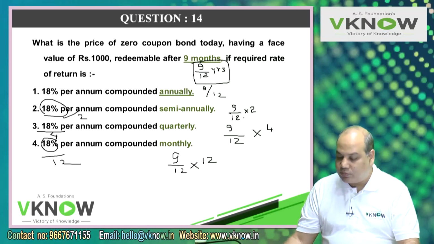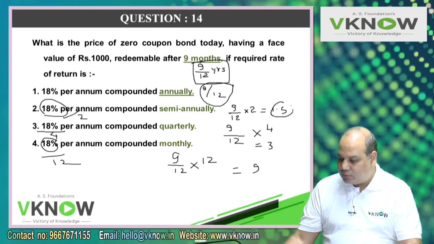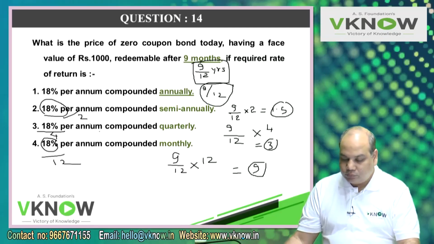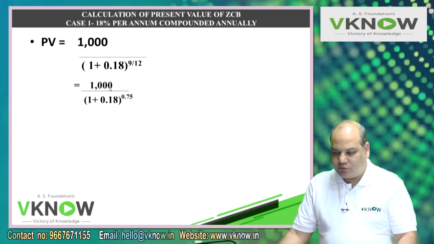So to solve the problem, I am going to take 9 by 12 into 2, 18 by 12, which means I will take 1.5 here. Here I will take 9 into 4, 36 by 12, that is 3, and here I am going to take 9 by 12 into 12, that is 9 months. So this would be my n, the power in the equation, and the interest rates will be 9, 4.5 and 1.5. Okay, so now we will start.